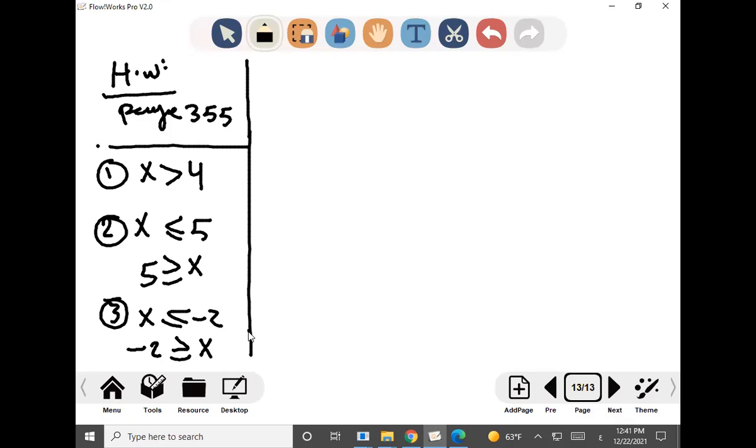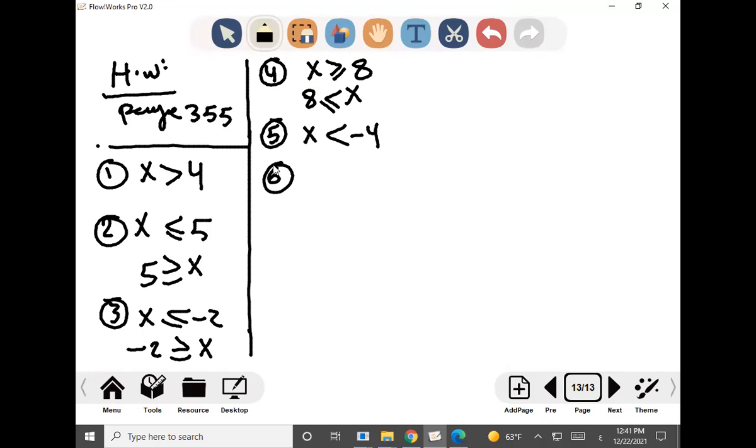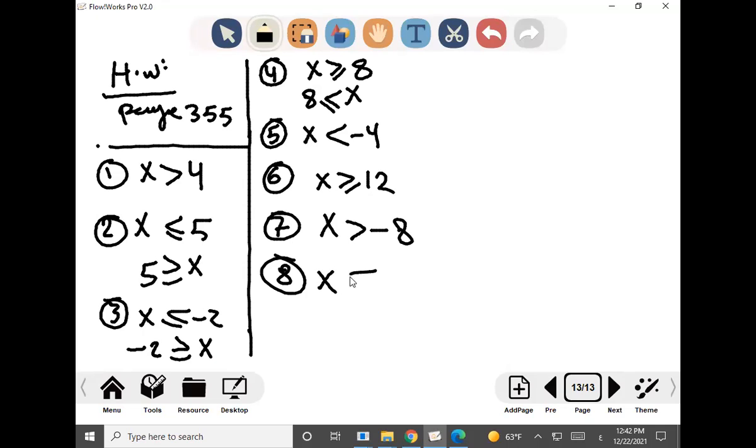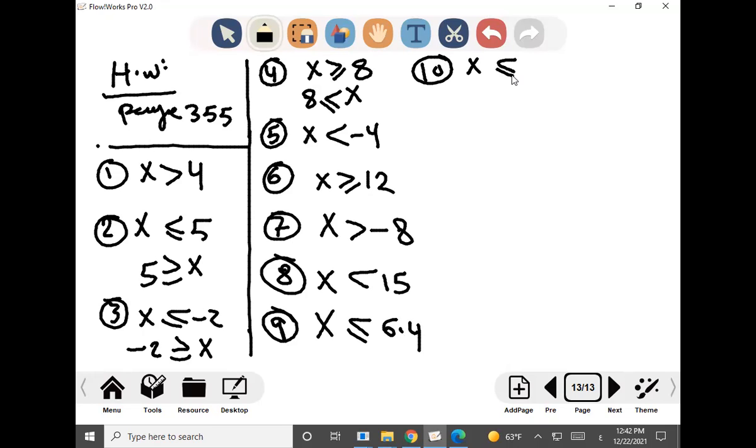Question four, x more than or equal 8. Or you can say x more than or equal 8. Question 5, x less than negative 4. Question 6, x more than or equal 12. Question 7, x more than negative 8. Question 8, x less than 15. Question 9, x less than or equal 6.4. Question 10, x less than or equal negative 12.